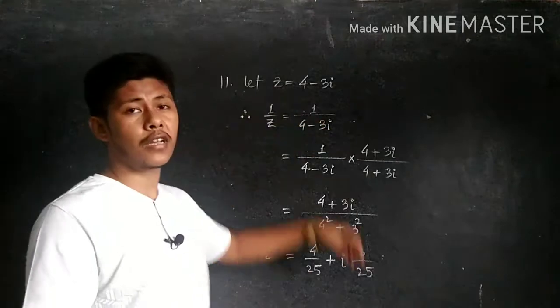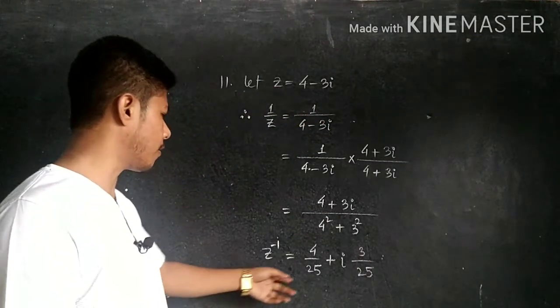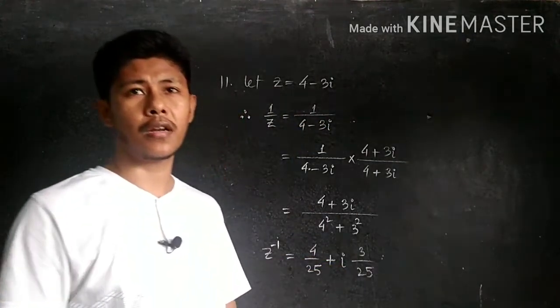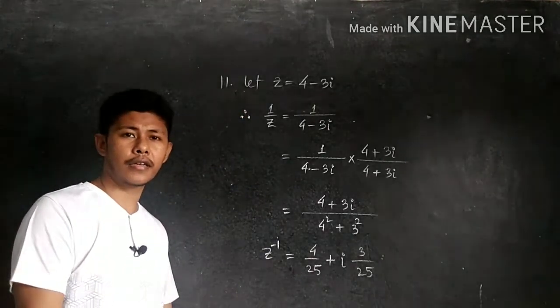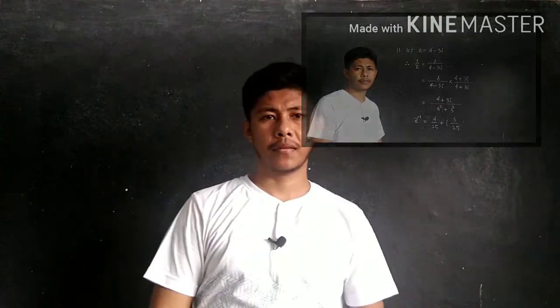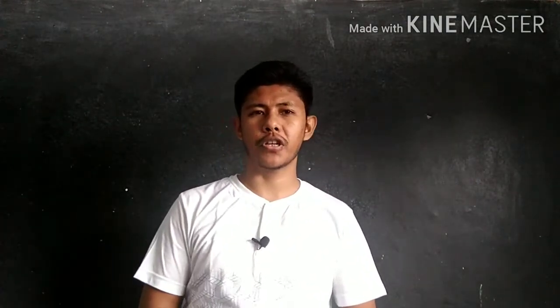So if any complex number is given to us, we can find the multiplicative inverse of it. Is that not so? I think all of you understood this one. Is it clear? Okay.